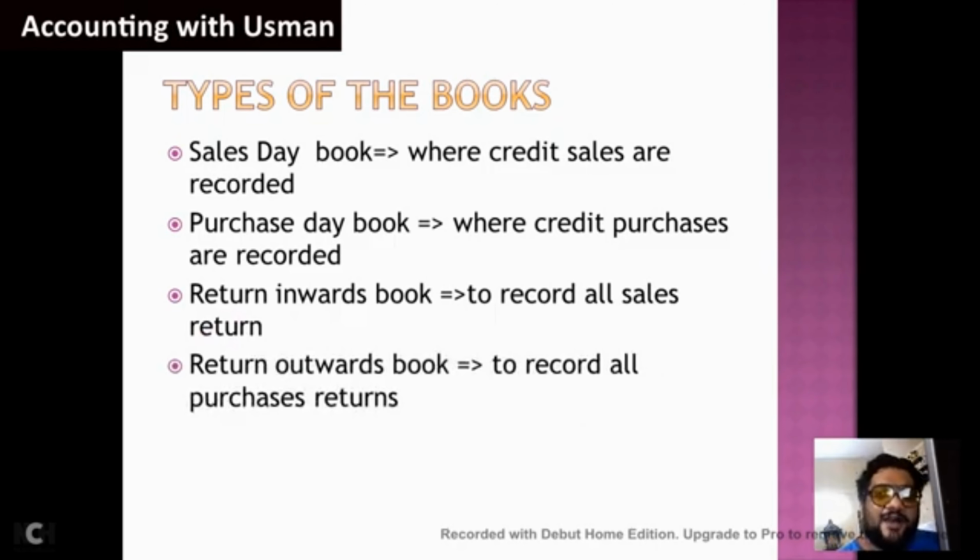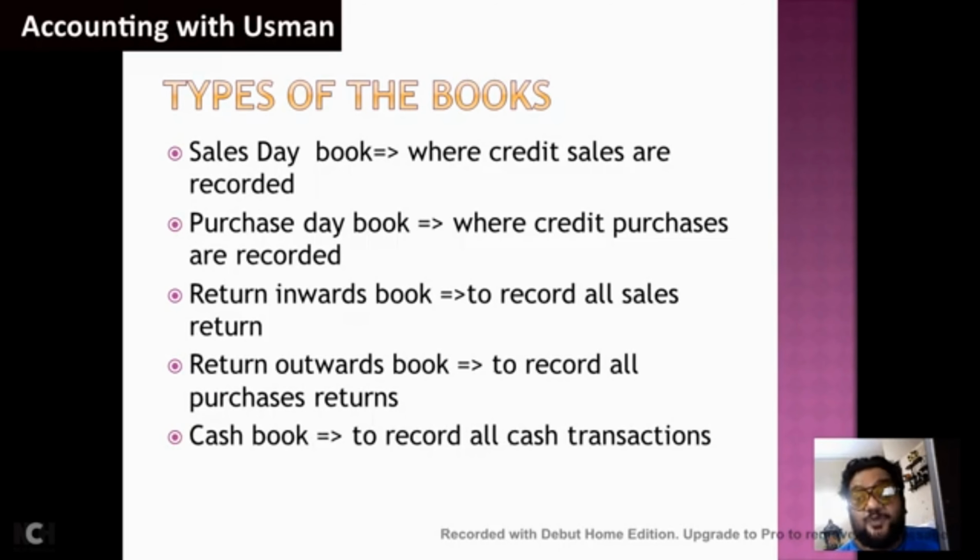Other than this, we have the return outwards book. The return outwards book is the opposite of the return inwards: when you are returning something to your supplier. For example, you have purchased a cell phone and then you are not satisfied with the cell phone, or the cell phone is faulty, and now you're returning it back. That is known as return outwards, and you're going to record it into the purchases returns book.